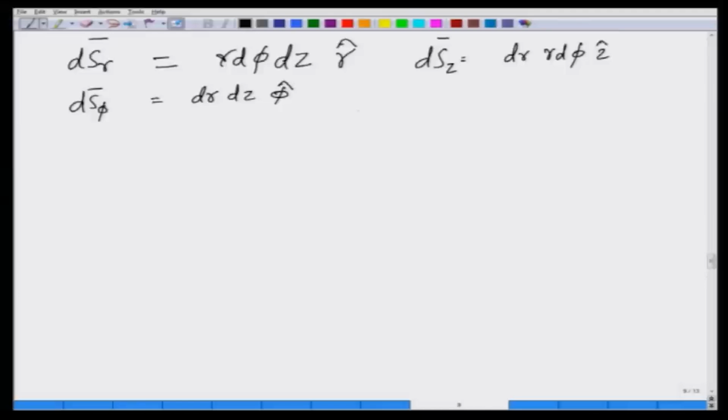What is the volume element? Well, the volume element is how much you move along r, how much you move along phi, and how much you move along z. That would be r dr d phi dz. Hopefully this is familiar.